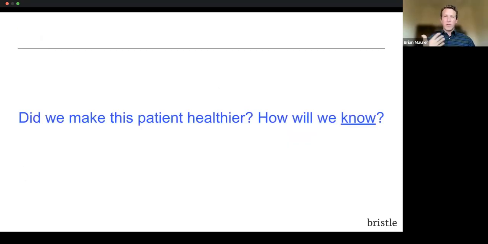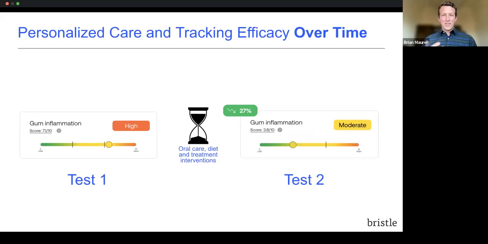And ultimately, one of the things we're most concerned about is, did we make this patient healthier? And how do we know? And so another exciting feature we have is that we can track progress over time. So we can take this first test and, although we see a high abundance of gum inflammation through interventions in the office, diet, lifestyle, other treatment interventions, we can actually track their progress and hopefully see lots of green reductions of these pathogenic species and get more of our patients into the green.